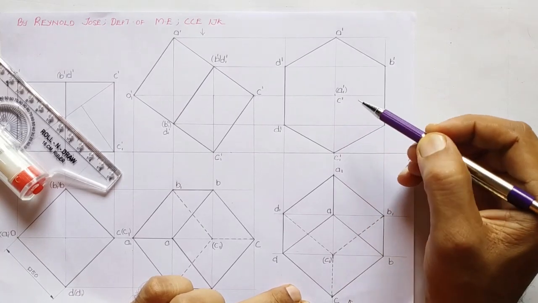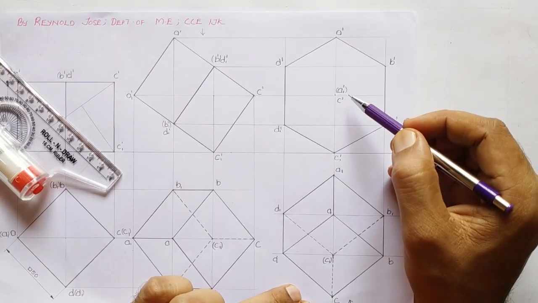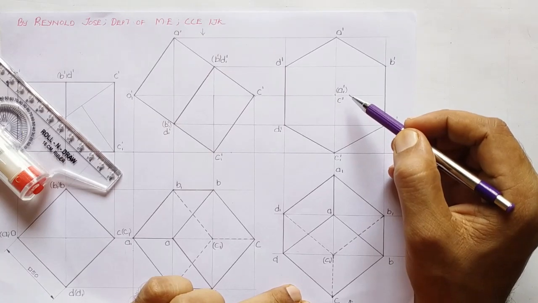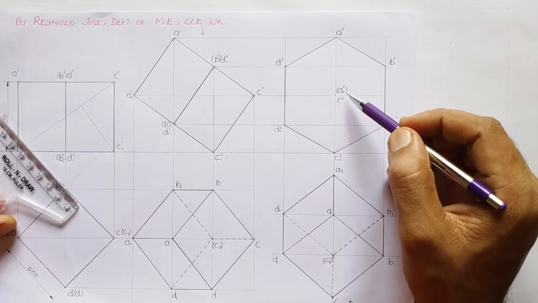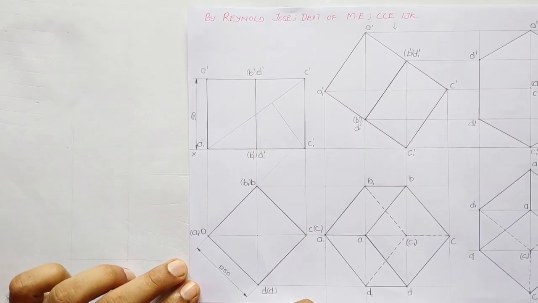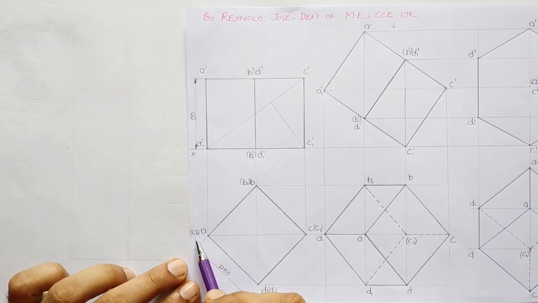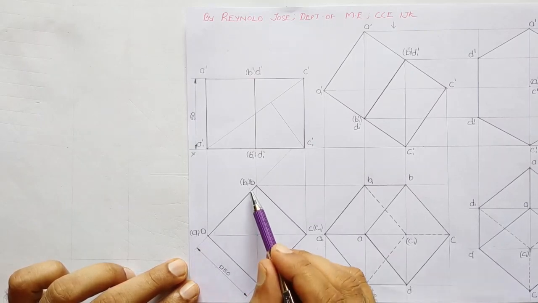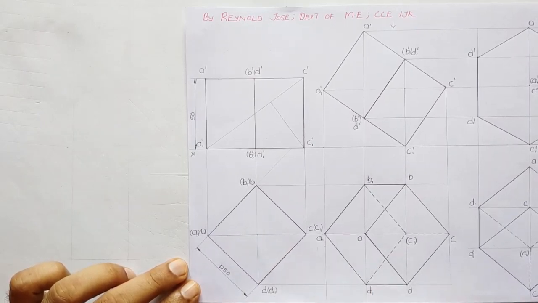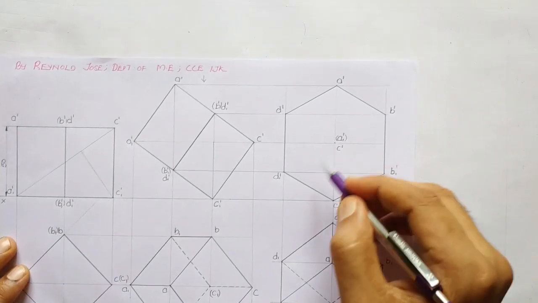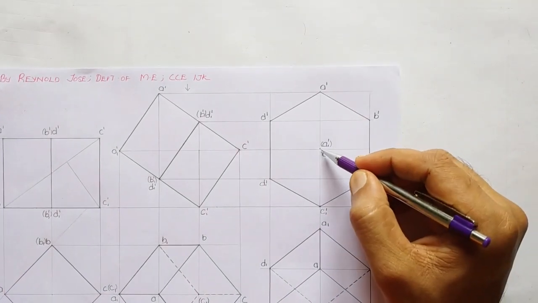From A1 dash, we will have 3 invisible edges also, which are invisible in the front view. So which are all those edges? In order to get those invisible edges, we shall come to the initial top view. So here this is point A1. So A1 C1, A1 B1 and A1 D1 will be invisible. So we shall draw it one by one.